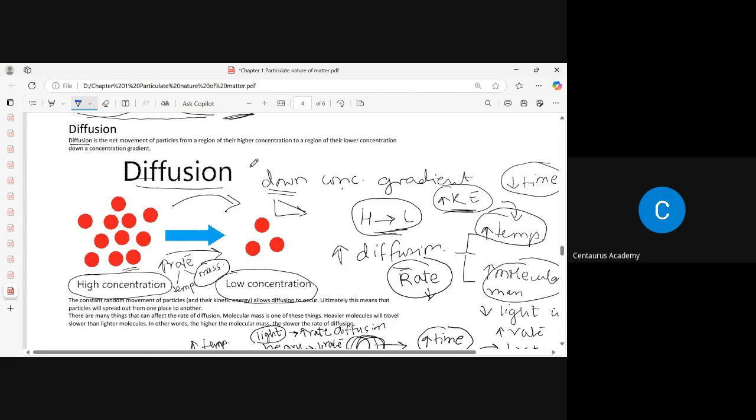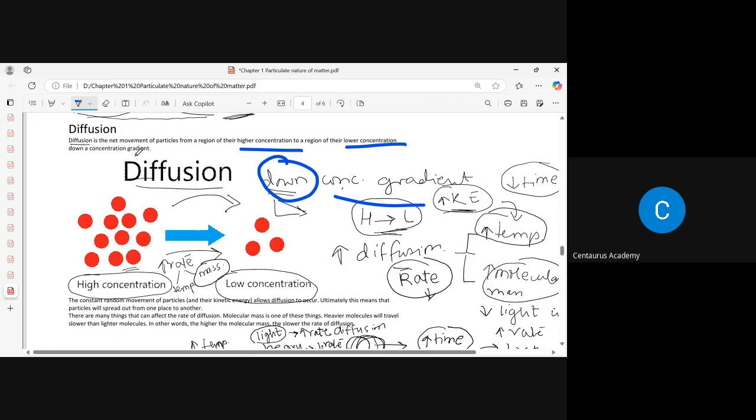Diffusion is the net movement of particles from a region of higher concentration to a region of lower concentration. This means that when we go from higher concentration to lower concentration, we are going down the concentration gradient. The particles always move from higher concentration to wherever the concentration is low. This random movement of the particles allows diffusion to take place. And if this refers solely to water molecules, then it is referred to as osmosis. But it is not part of the syllabus.